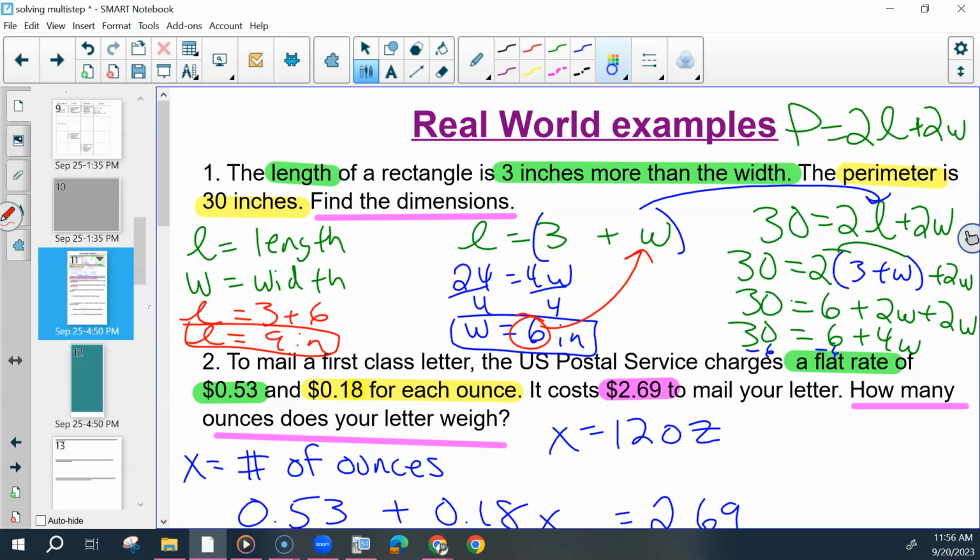So if we were to put 9 and 6 back into the perimeter equation, 2 times 9 is 18, 2 times 6 is 12, 18 plus 12 is 30. So it works.